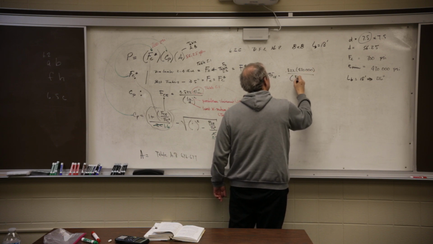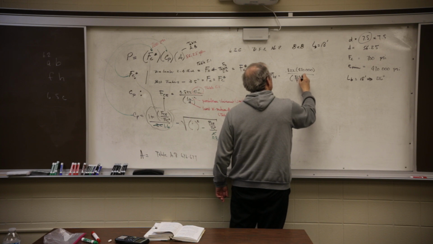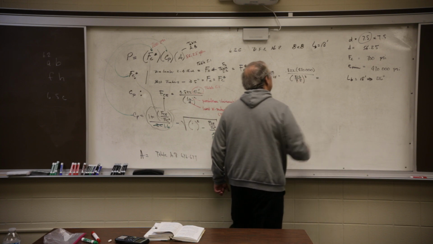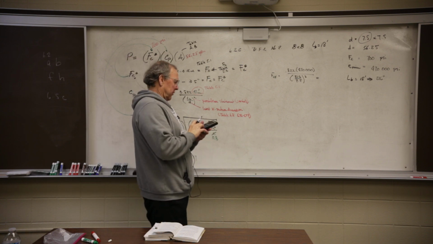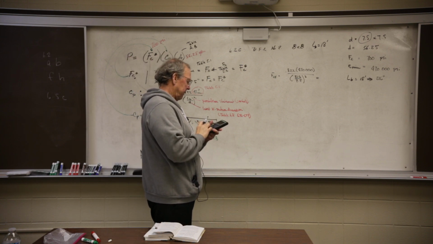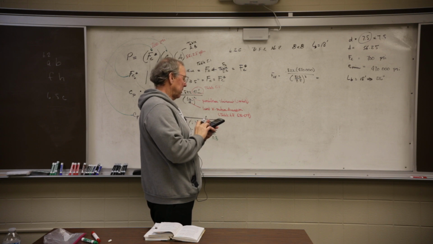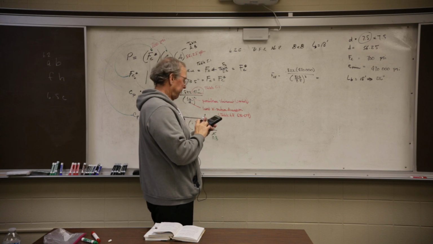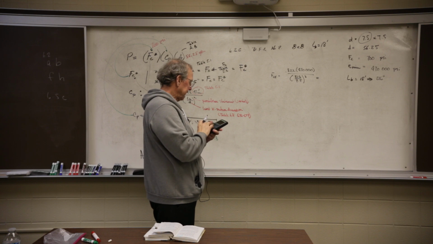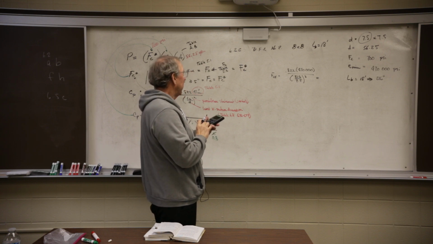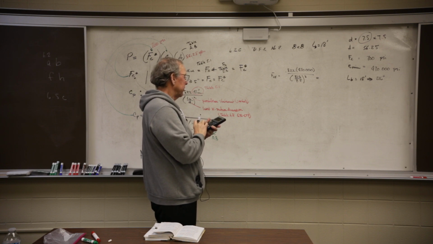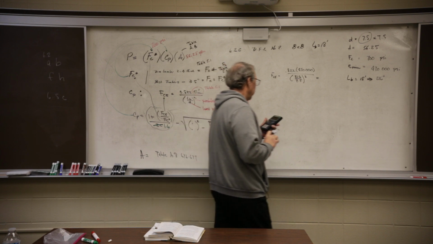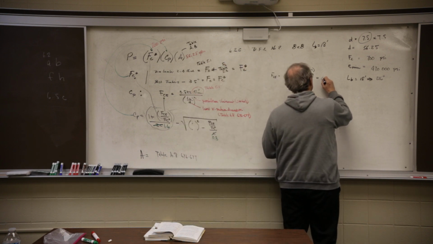216, 7.5. Do the math. 216 divided by 7.5. I want to square that. I want to flip it. And I want to multiply it by 0.822. And I want to multiply it by 470,000. 465.78.